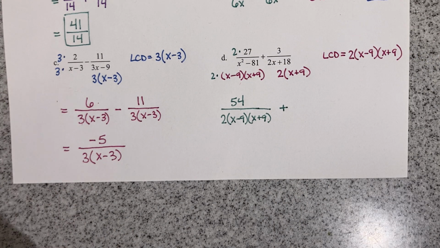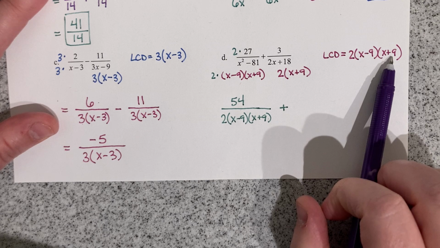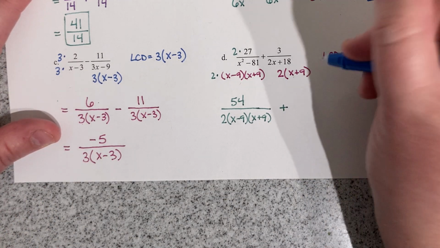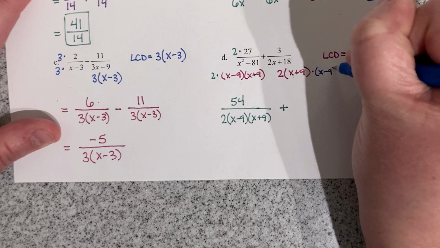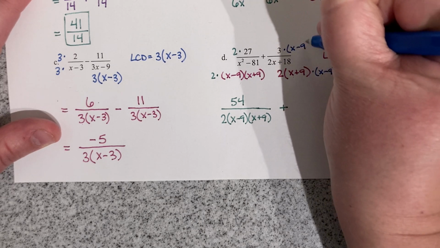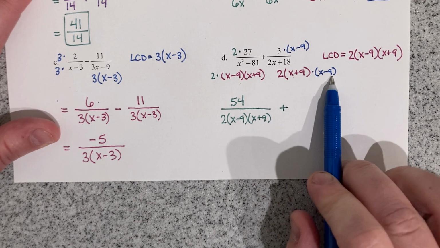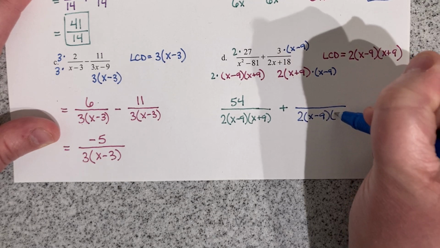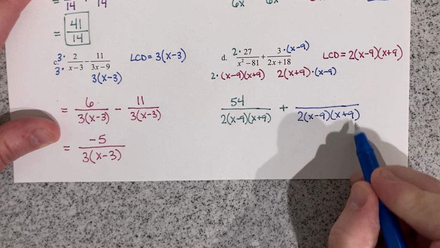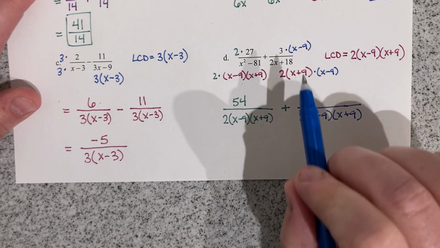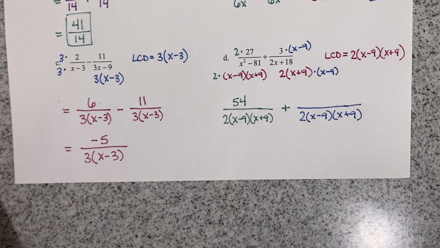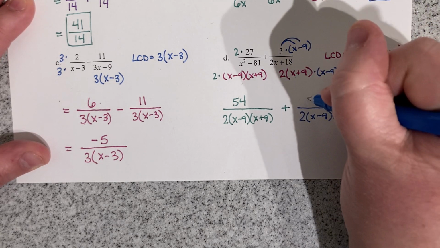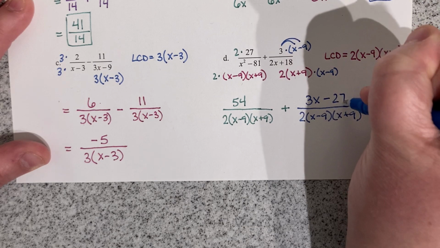Plus, all right, now we look, and what's missing from this LCD is the x minus 9. So that's what I gotta multiply by, x minus 9 on top and bottom. That's how to get that denominator we need. 2 times x minus 9 times x plus 9. I can multiply the factors in either order, but that means the top involves distribution. I gotta multiply that out. 3x minus 27.